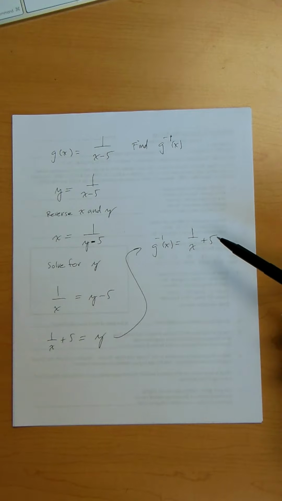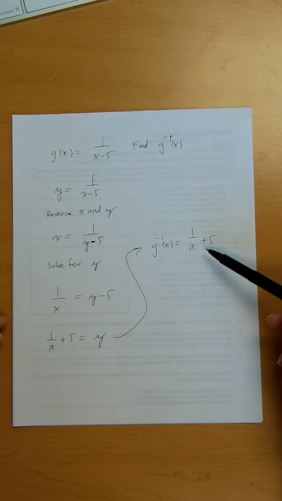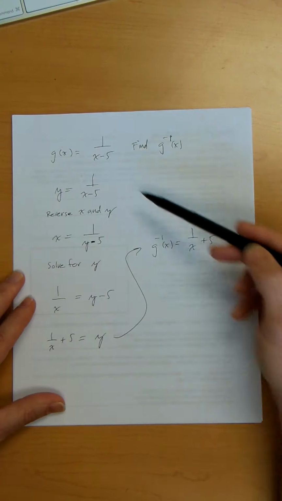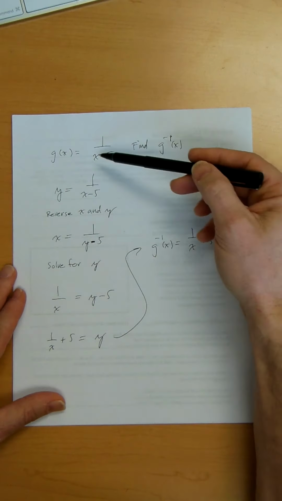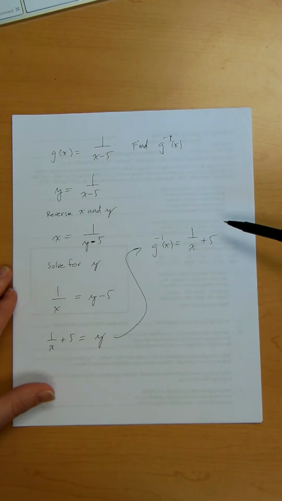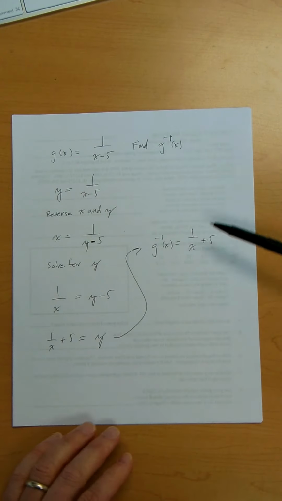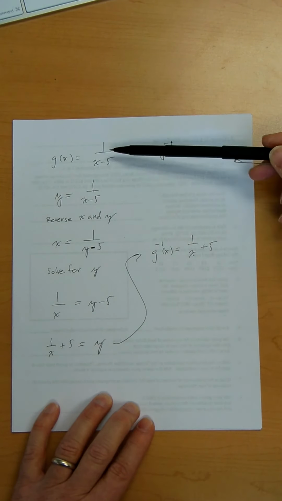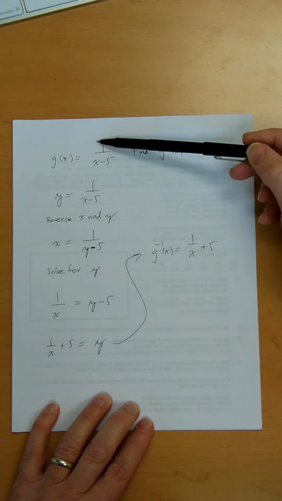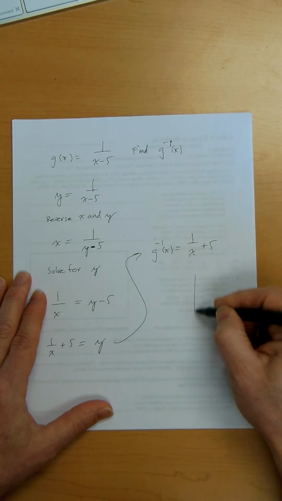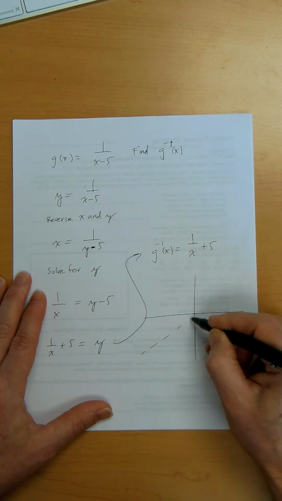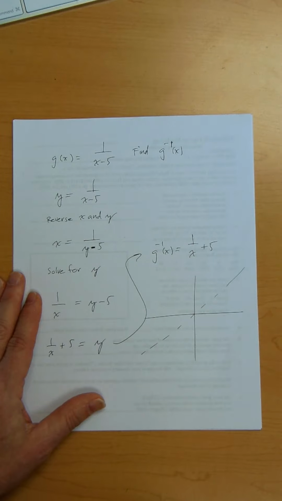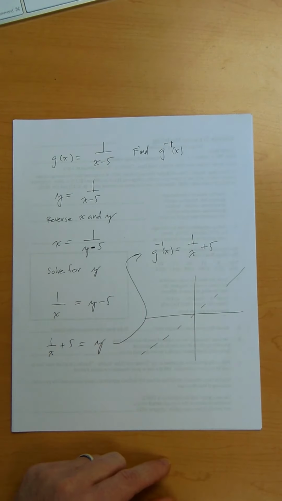But maybe it's a little bit less clear to see in a formula like this with a rational function. One thing you could do, if I had a little more time, I might put this in the calculator and look at these two graphs, and what you'll find is that they'll be reflections of each other over that line y equals x.